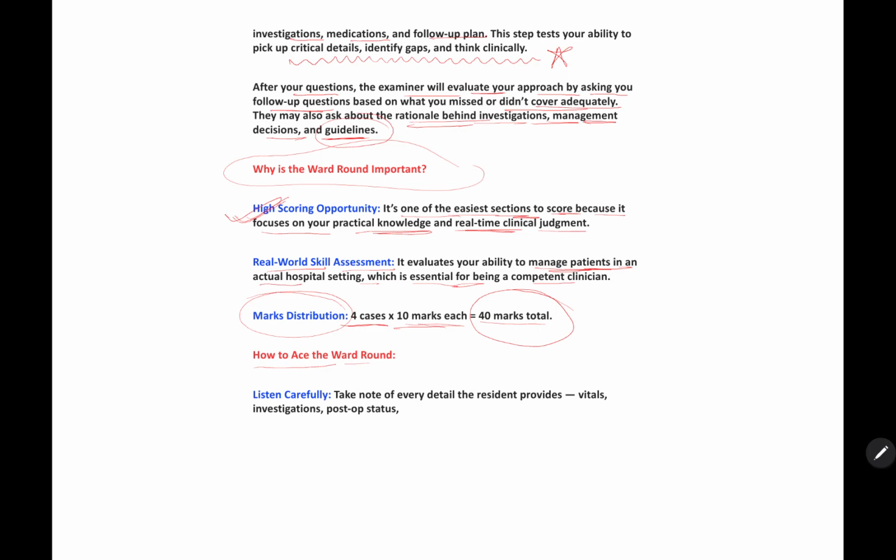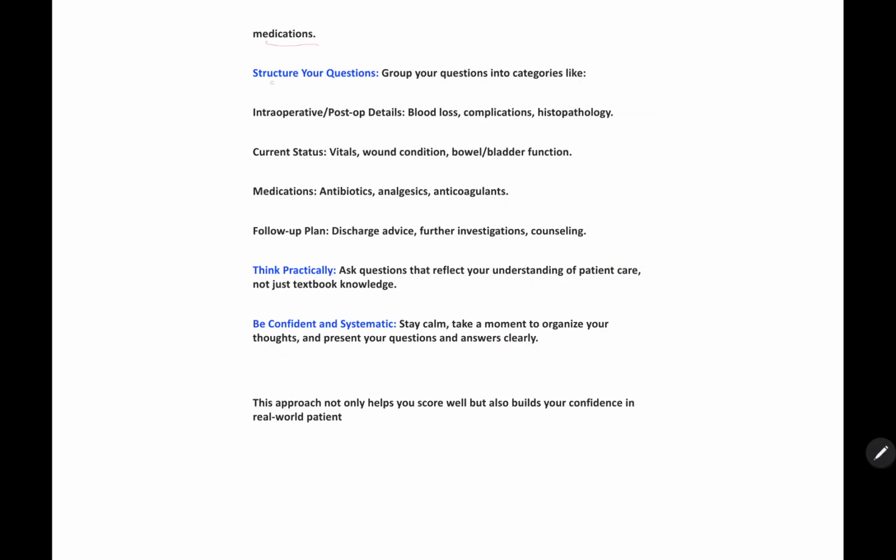How to ace the ward rounds? First of all, listen carefully. Take note of every detail the resident provides, vitals, investigations, and the post-op status, and the medications. Then structure your question in your mind, like group your questions into categories like intraoperative, post-op details, blood loss, complications, histopathology, current status, vitals, wound condition, bladder and bowel function, medication, antibiotics, analgesics, and anticoagulants, follow-up plan, discharge advice, further investigations if needed, and counseling.